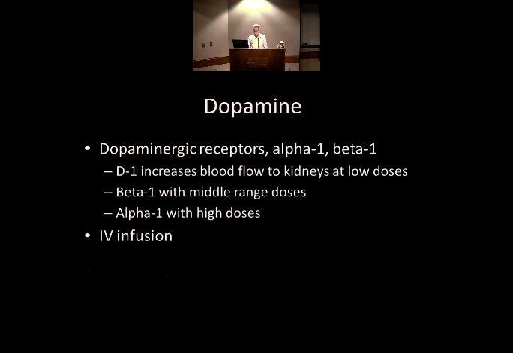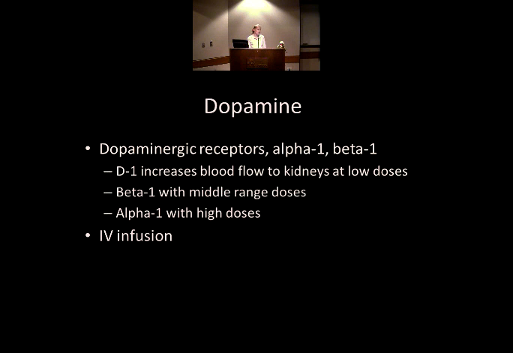The next sort of ligand that we have in our body, that our body makes, that we can replace, is dopamine. It works on dopaminergic receptors, which are special receptors that work only for dopamine. So they're primarily found in the kidneys. They increase blood flow to the kidneys when we're given dopamine in a low dose. It's for the dopaminergic effects.